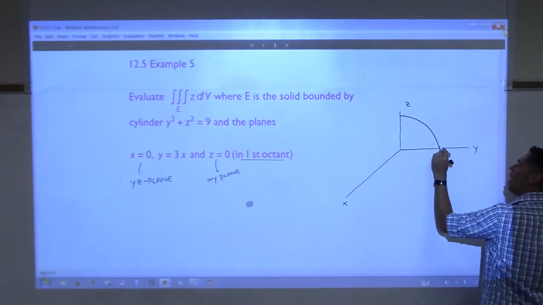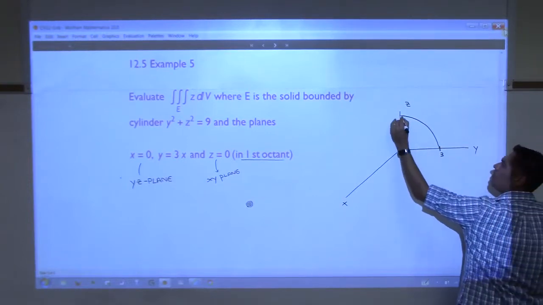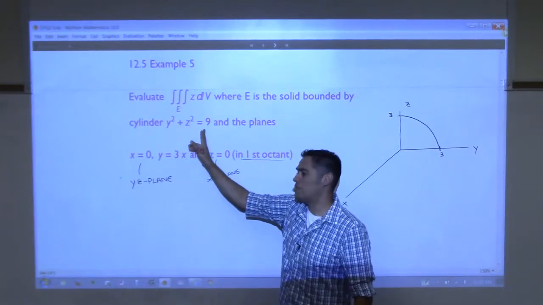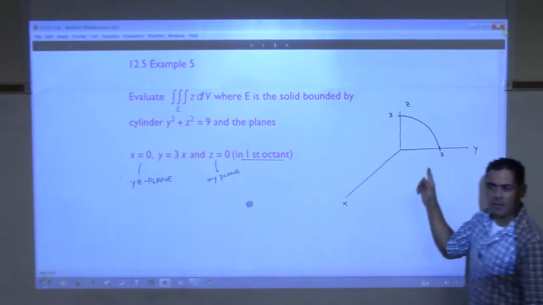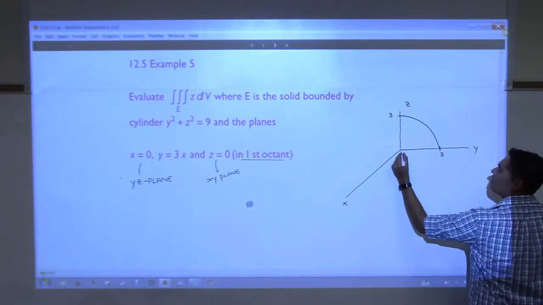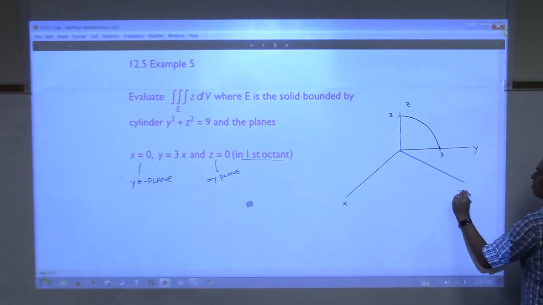I've got the back wall of the cylinder. Where does that hit the y-axis? At 3. And then it hits up here at 3 also. That's because the radius squared of this cylinder is 9. Right? So we okay with that? And then it comes out. Let's draw where that plane comes through the ground. Go like this. Right, there's that cut, y equals 3x.